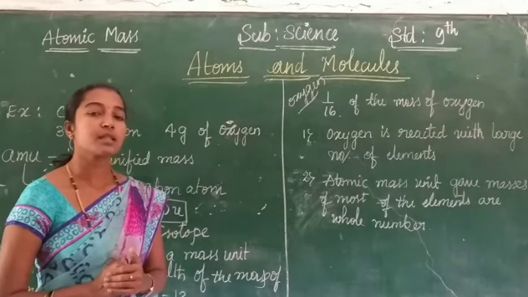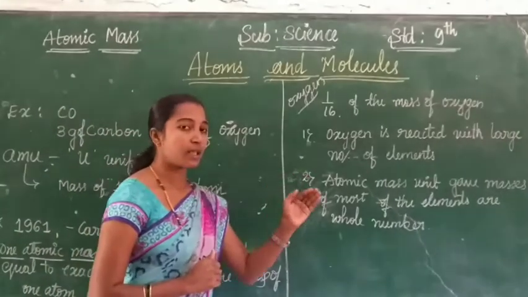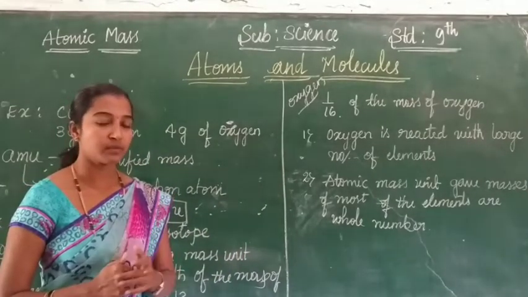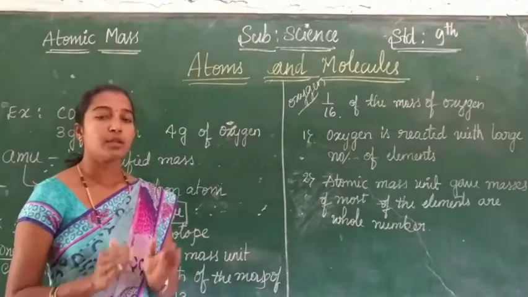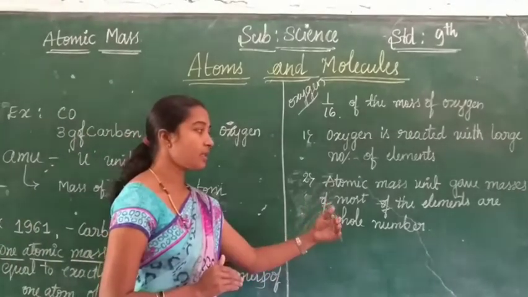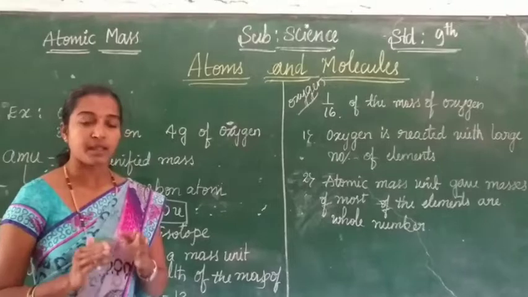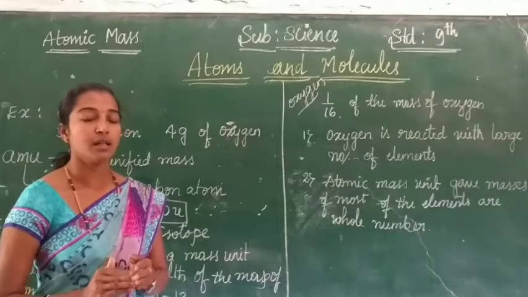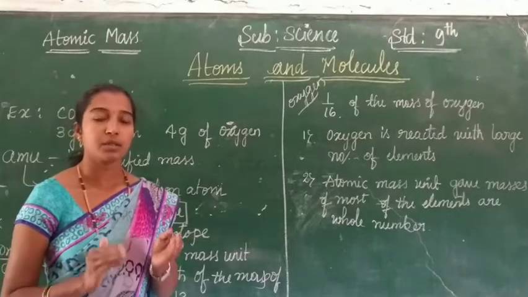Why do we take oxygen to represent the atomic mass unit? This is because oxygen reacts with so many other elements to form compounds. That is one of the main reasons we take oxygen, 1/16th, as a unit to represent the atomic mass. And the second reason is that the atomic mass unit gives masses of most of the elements as whole numbers, not fractions. Because of these two reasons we take oxygen 1/16th as a standard unit to represent the atomic mass.